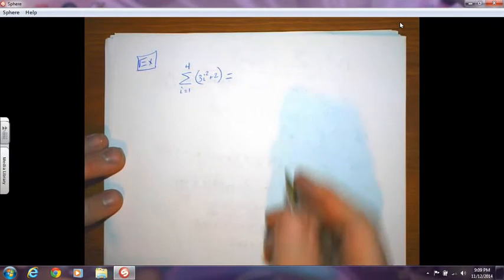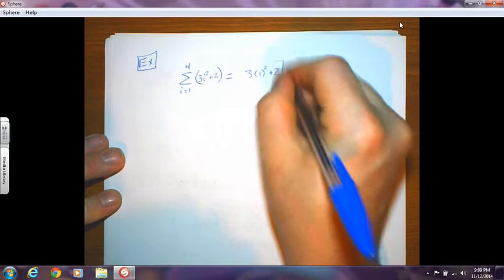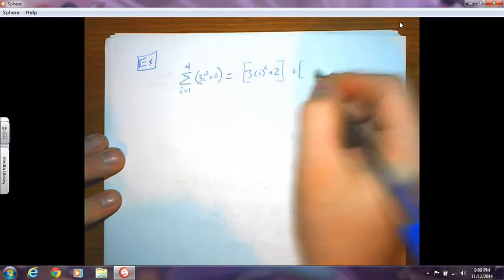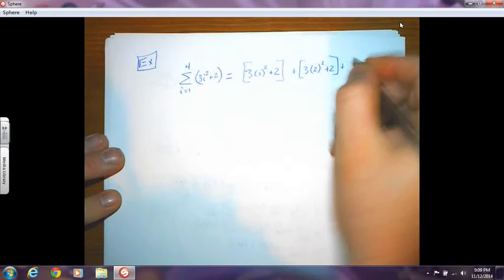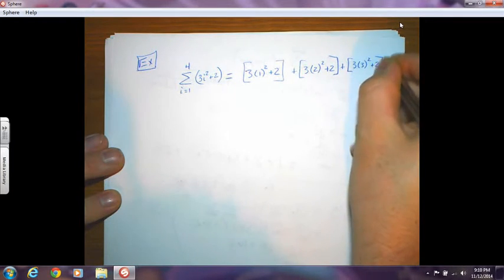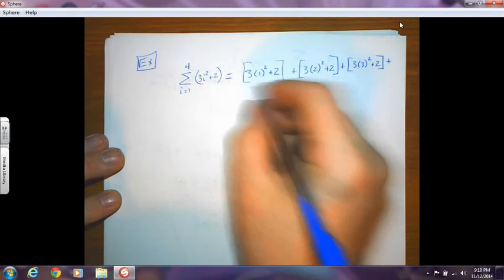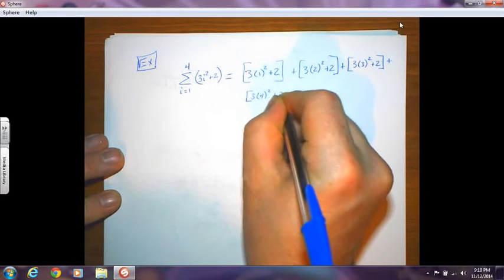So what that would mean is, first thing I'm going to do is let i equal 1. And let's see if we can get rid of some of that glare. So if I let i equal 1, the first thing that we end up with is 3 times 1 squared plus 2. And then I want to add to that when i equals 2. So 3 times 2 squared plus 2. And then we're going to add to that when i equals 3. So 3 times 3 squared plus 2. And then last we're going to add to that when i equals 4. So 3 times 4 squared plus 2.